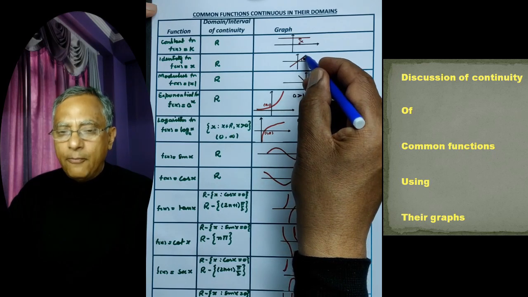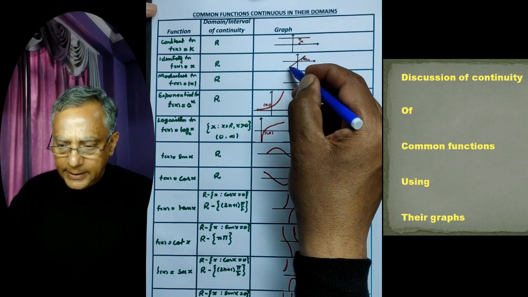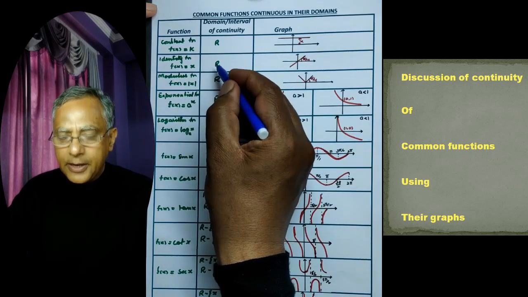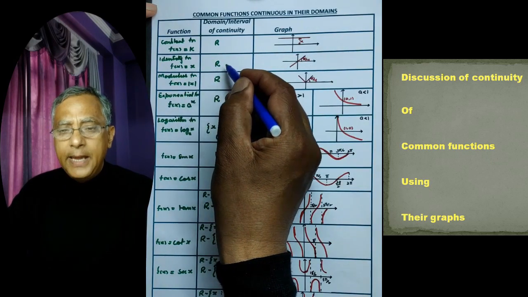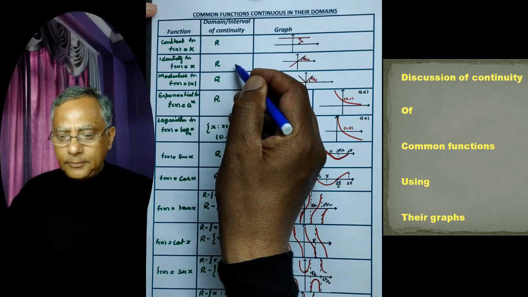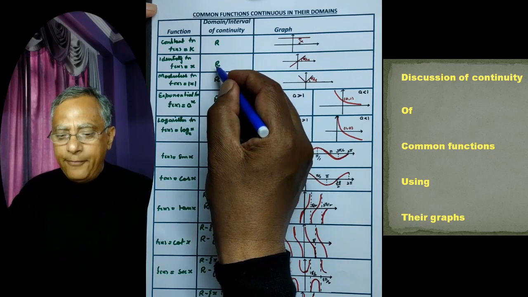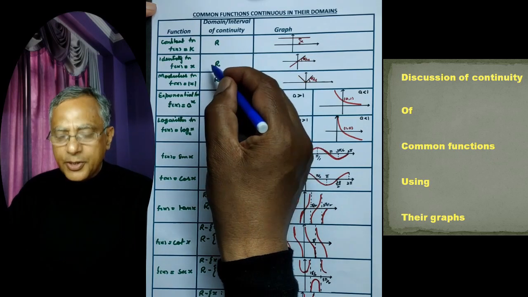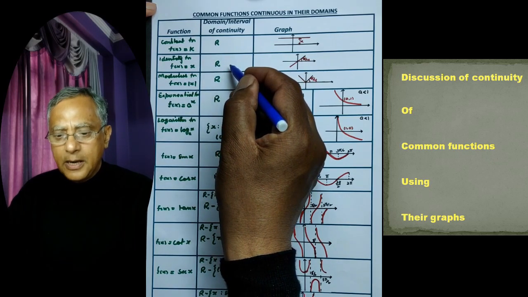So this will be the graph of this line, and this graph is continuous throughout. So this function is continuous throughout the real line. Such functions are known as everywhere continuous. This function is everywhere continuous. This function is also everywhere continuous.